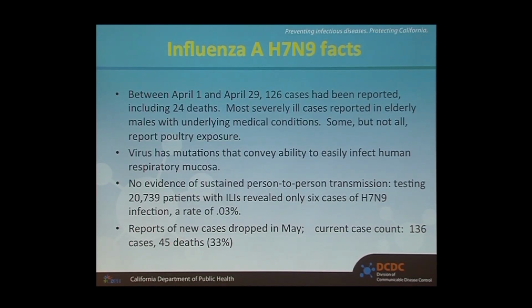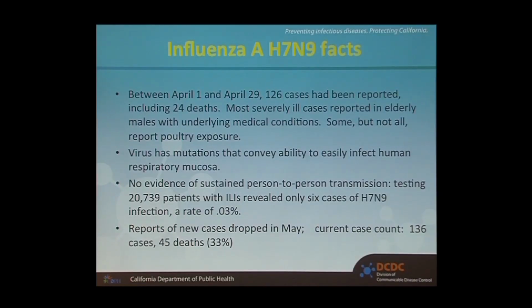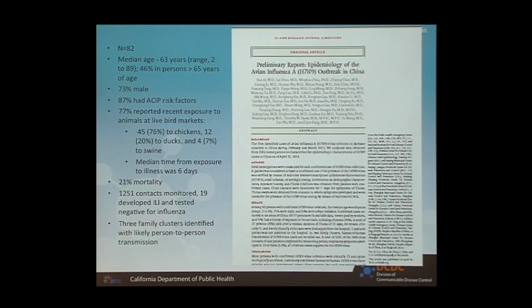There again is no evidence of person to person transmission. It appears to all be poultry to person. When they've looked at patients with general flu-like illness, they have not found a high rate of subclinical infections, so it appears that there's not a lot out there, but only a few are getting sick. If you get this virus, you get very sick. Curiously, new case reports dropped off in May. The current case count is 136, with 45 deaths, and it may be due to the fact that China began to close down some of its poultry markets in response to this outbreak and under pressure from WHO.